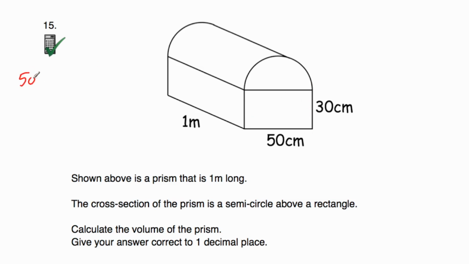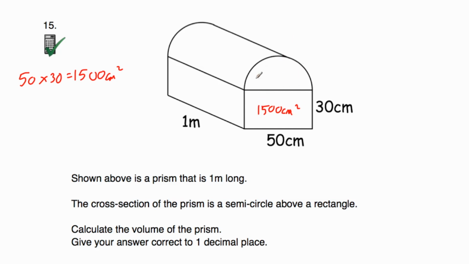So that's going to be 50 times 30, which is equal to 1,500 centimeters squared. So that means the area of this rectangle would be 1,500 centimeters squared. So that's the area of that part. We just now need to find the area of the semicircle and add them together, and that will be the area of the cross section.